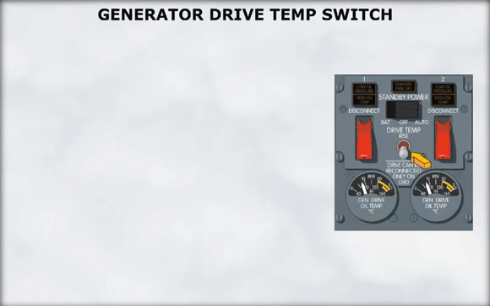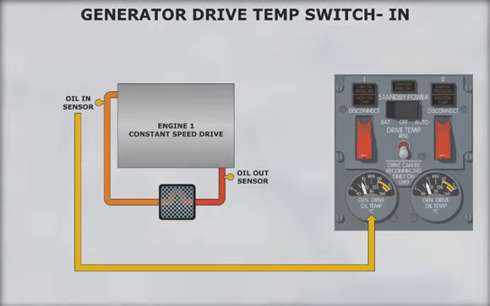Two different types of CSD temperatures can be monitored. The temperature to be displayed is selected by the generator drive temp switch. It has two positions, in and rise. When the temperature selector switch is positioned to in, the temperature of the oil entering the generator is displayed on the indicator. The temperature is read on the inner scale of the temperature indicator. The scale ranges from 40 to 160 degrees centigrade.